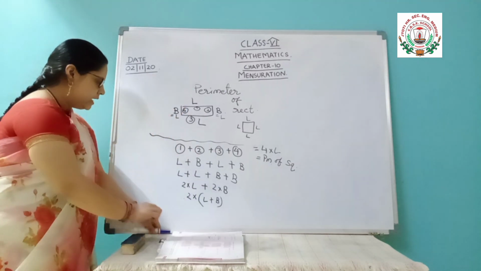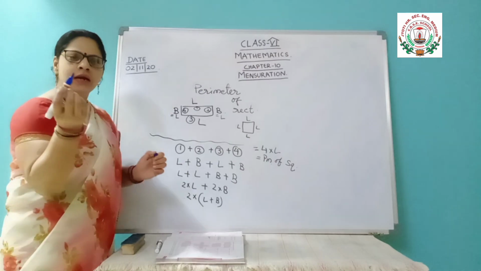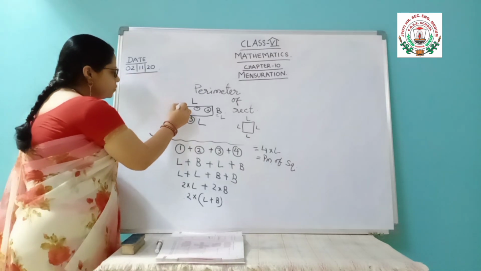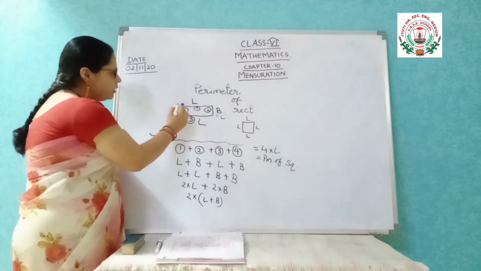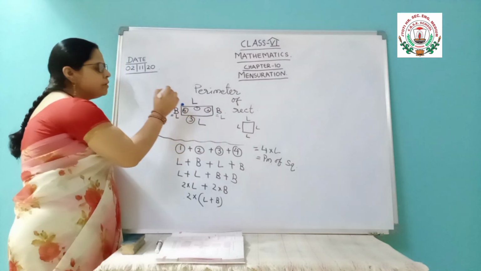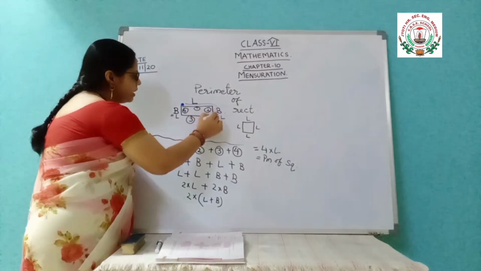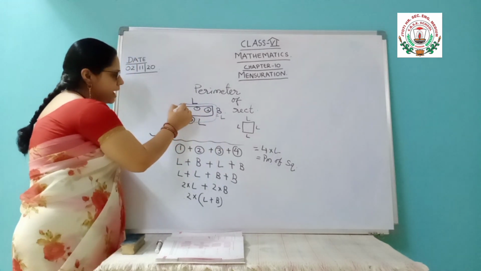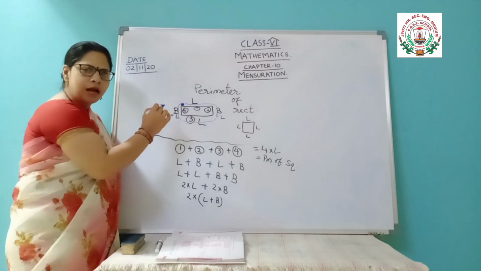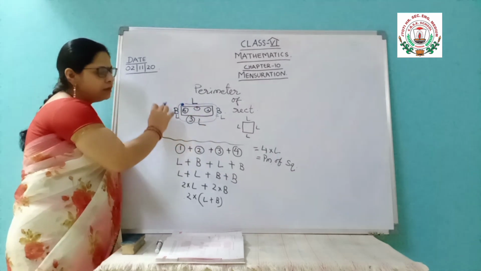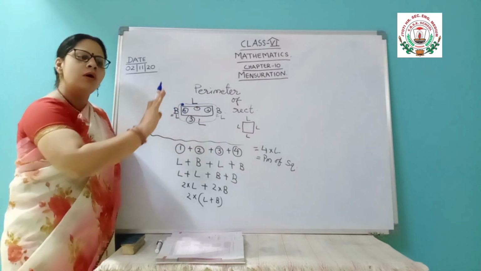If you are taking this as a starting point, I am using a different color pen so it must be clear. From here, if you start, then move all around and again come back to this point, पूरा सब तरफ घूमकर वापस इसी पॉइंट पर आ जाएंगे, तो that is the distance covered all around.